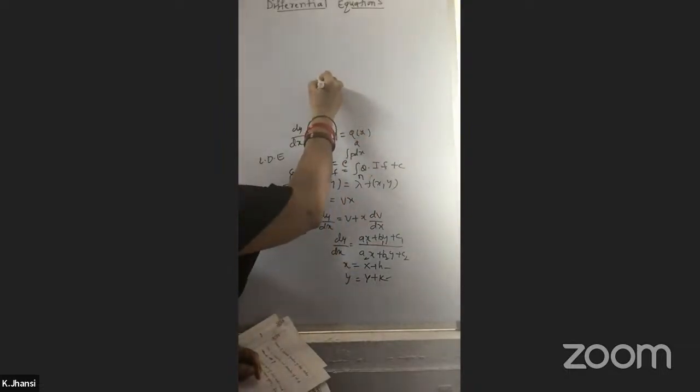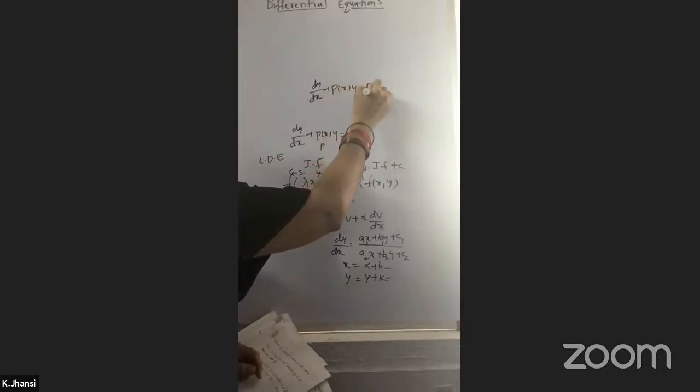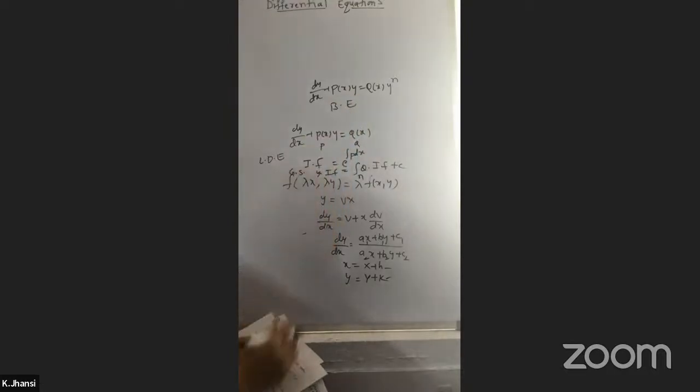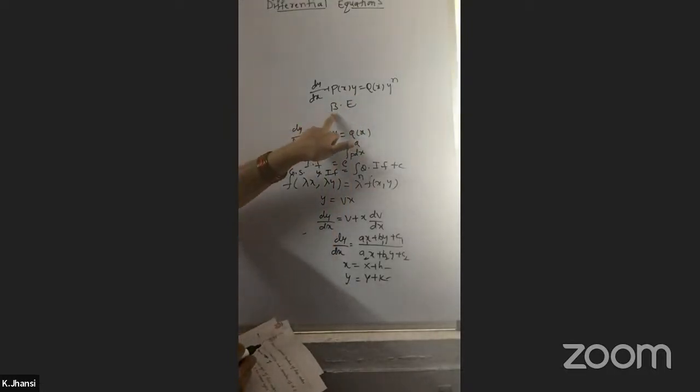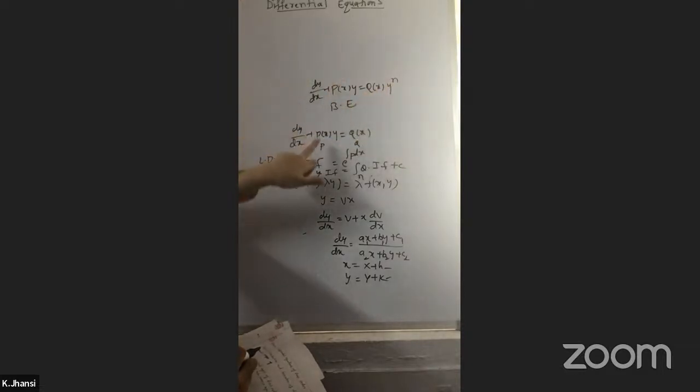If we have dy by dx plus p of x into y equals q of x into y to the power of n, this is called Bernoulli's equation. So whenever it is a Bernoulli's equation, first you have to eliminate this y to the power of n on q of x, and convert this Bernoulli's equation into a linear differential equation. Then the same procedure: you find the integrating factor.